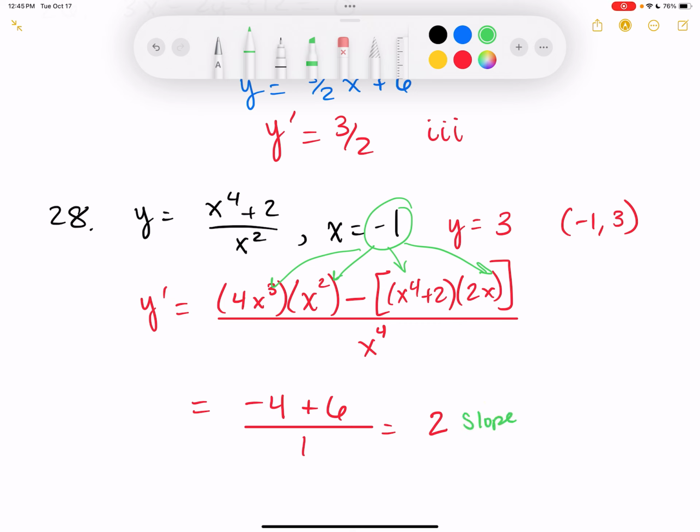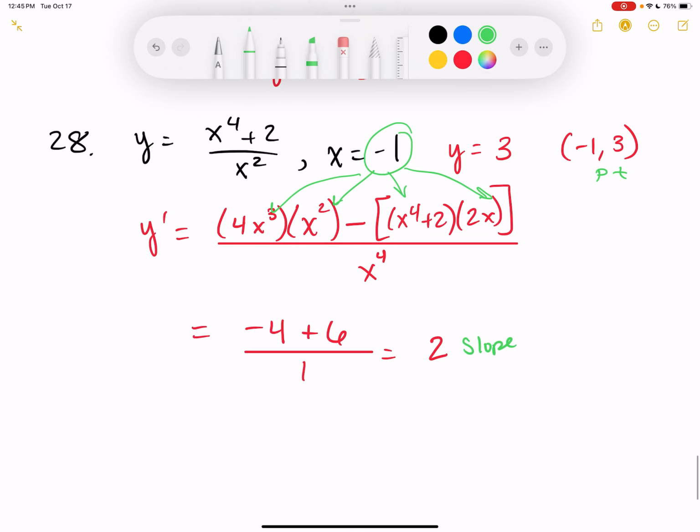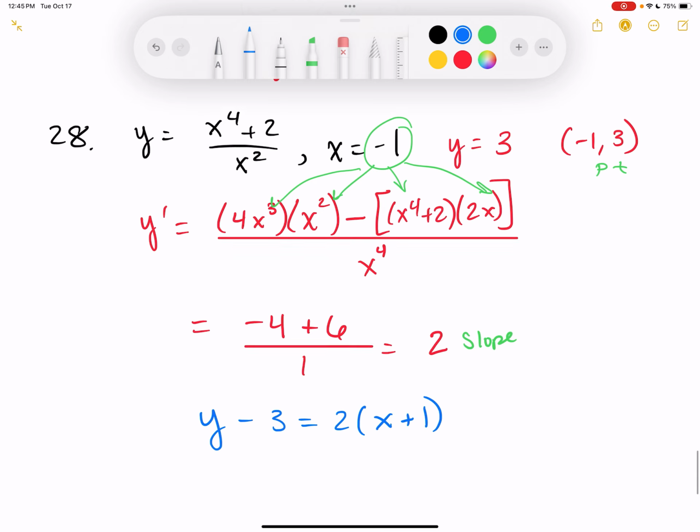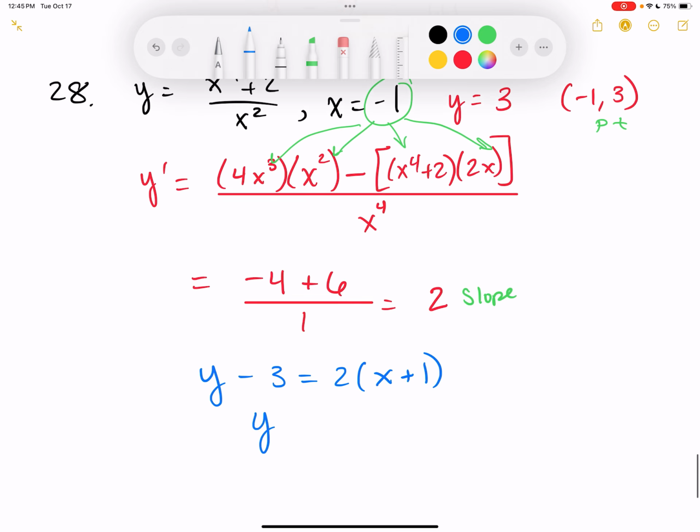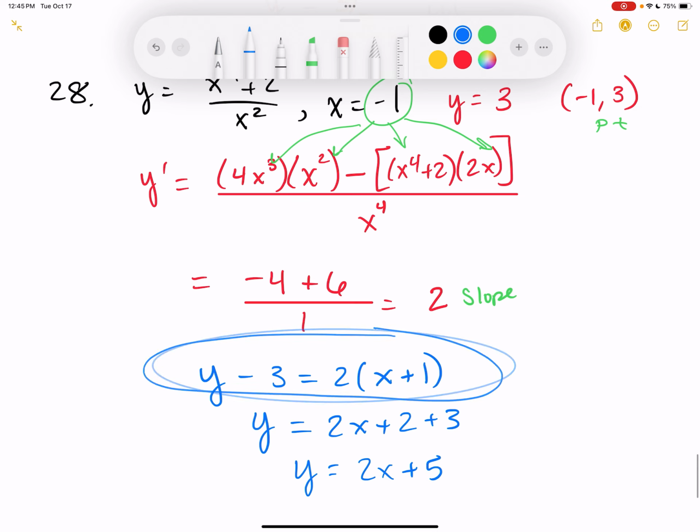So I have a point and I have a slope. So I can use, so I can get y minus 3 is equal to 2 times x minus negative, so plus 1. You can leave it there if you want, or you can go ahead and multiply it through and stuff. So y equals 2x plus 2 plus 3. So y equals 2x plus 5. So either option here is fine with me.